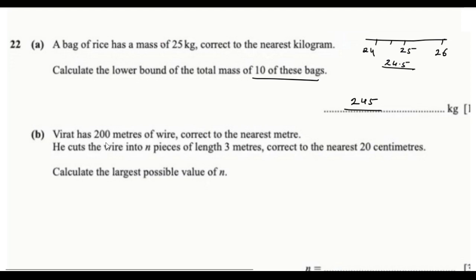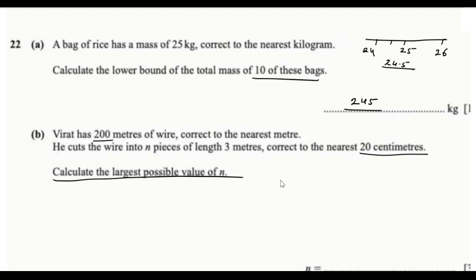Then Virat has 200 meter of wire, correct to the nearest meter. He cut the wire into n pieces of length 3 meter, correct to the nearest 20 centimeter. Calculate the largest possible value of n. So the largest possible value of n you want.